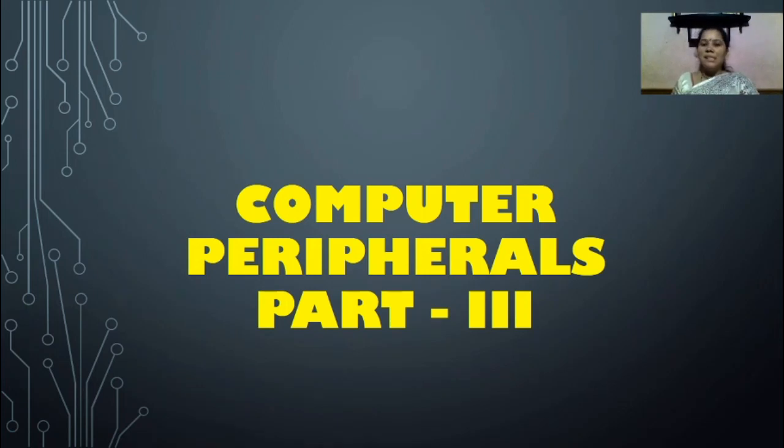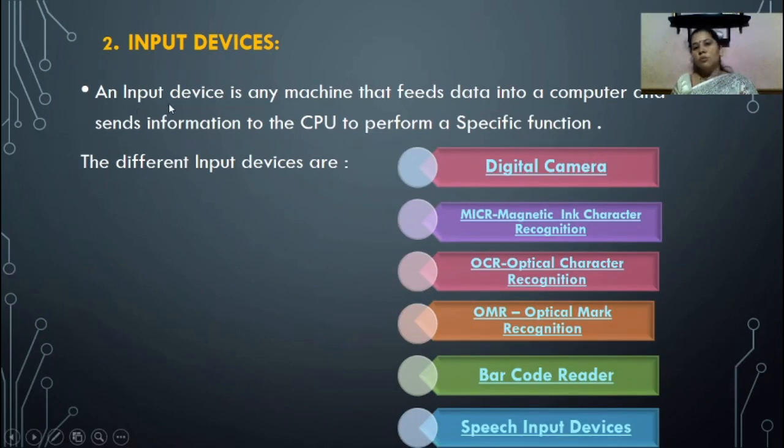So we'll continue the next part of input devices that we were studying. We will study the few other input devices which are left over. First and foremost, we'll know once again what an input device is. An input device is any machine that feeds data into a computer and sends information to the CPU to perform a specific function. Last class we studied some of the input devices, so we'll see some more input devices which we have to know.